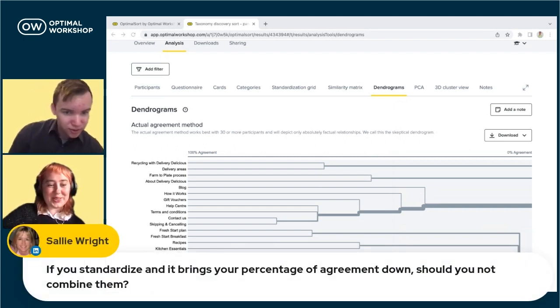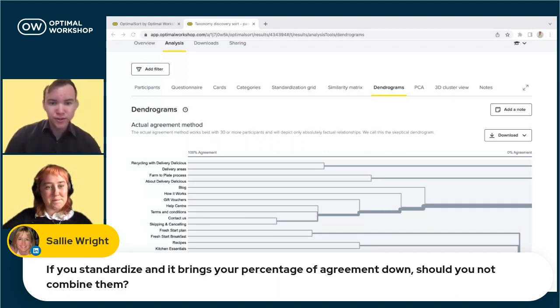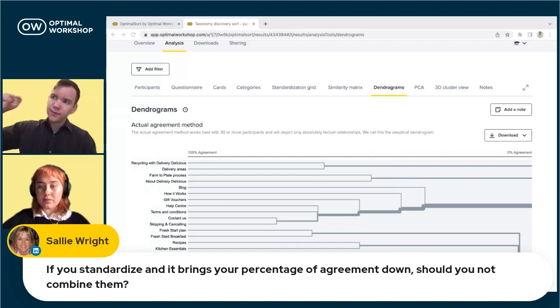Looks like Sally's got a question. If you standardize and it brings your percentage of agreement down, should you not combine them? Great question. Essentially, the level of agreement will go down significantly as your categories get broader and broader. In the example that I showed, most of the categories were 5 to 10 cards, but there was one that was 17 cards. That was significantly impacting the agreement because there was maybe a handful of cards that were showing in that one individual grouping, but not the remaining.